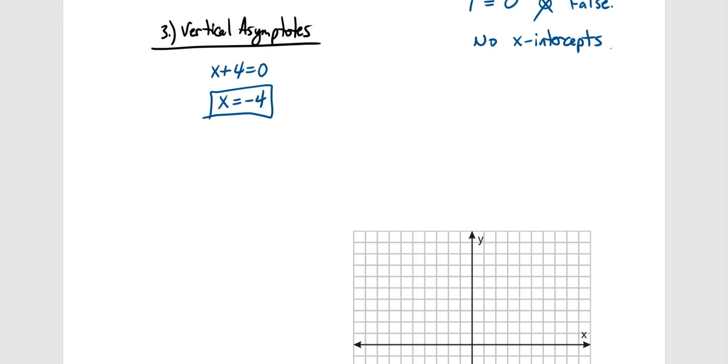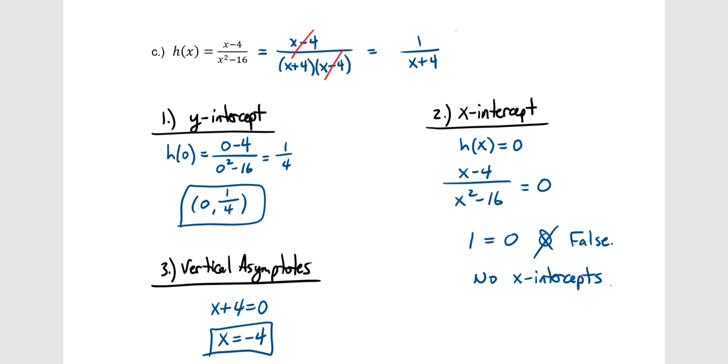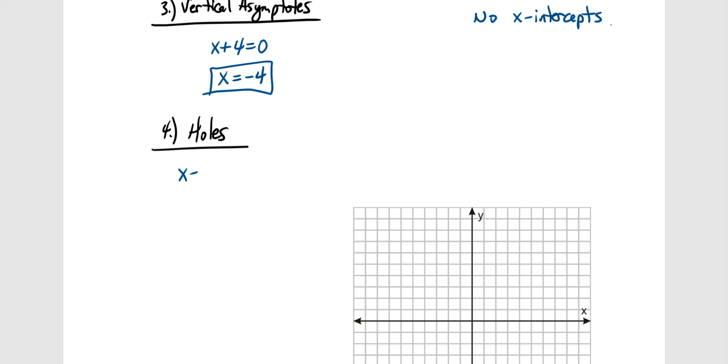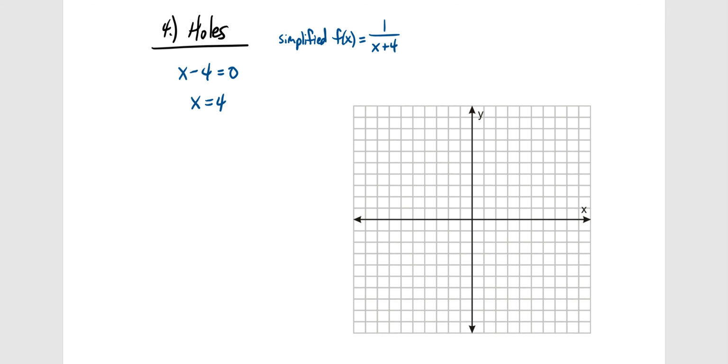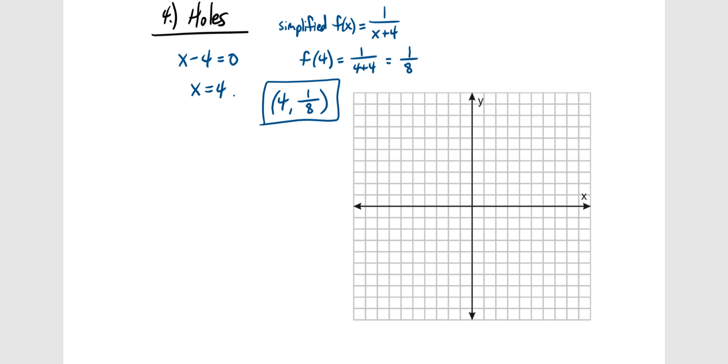And now for any holes, we set the canceled factors equal to 0. So we canceled the common factor of x minus 4. Setting that equal to 0, add 4 to both sides, we get x equals 4. And just like last time, I'm going to plug this into the simplified version of the function to find its y-coordinate. So we're going to plug that into 1 over (x plus 4), so f of 4 is going to be 1 over (4 plus 4), which gives us 1 over 8. So that's the xy ordered pair for the hole, (4, 1/8).